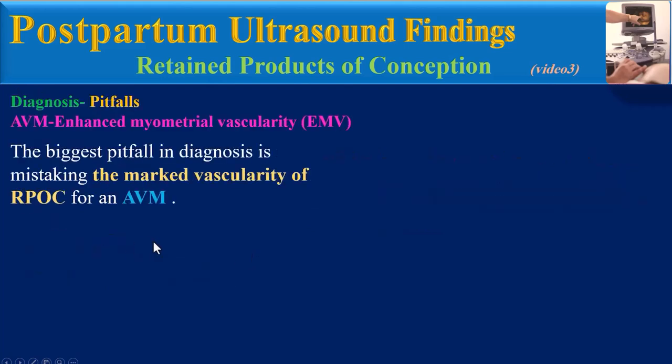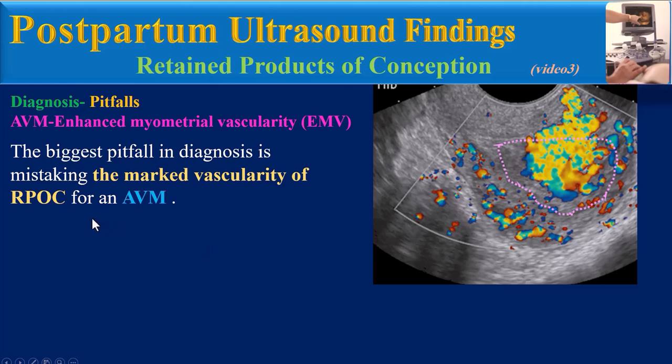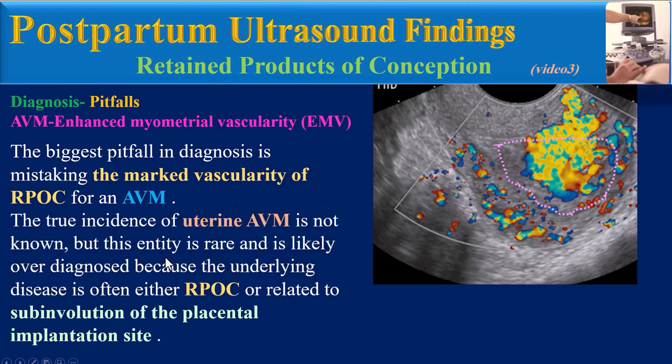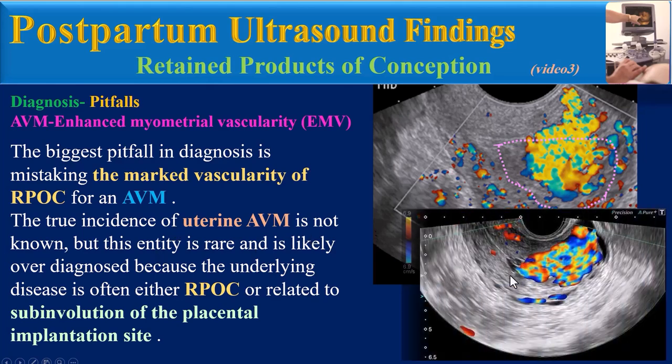The biggest pitfall in diagnosis is mistaking the marked vascularity of RPOC for an arteriovenous malformation. The true incidence of uterine AVM is not known, but this entity is rare and is likely overdiagnosed because the underlying disease is often either RPOC or related to subinvolution of the placental implantation site.